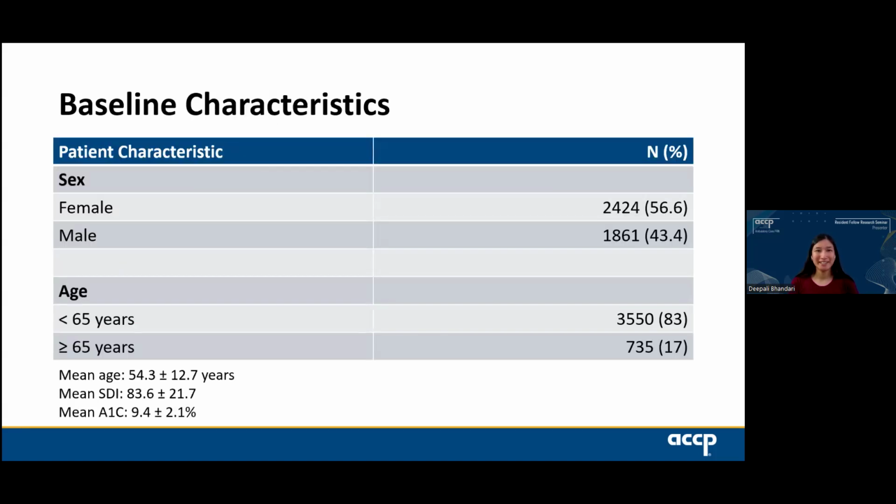Looking at some of the baseline characteristics, we can see here that about 56 to 57% were female. When it comes to age, most of the individuals were less than 65, so 83%. And then I went ahead and listed the mean age, the mean SDI, and the mean A1C as well. You can see the average person in this cohort was about 54 years old, had a social deprivation index around 83 to 84, but a big variety there, plus or minus 21, and then a mean A1C of 9.4%.